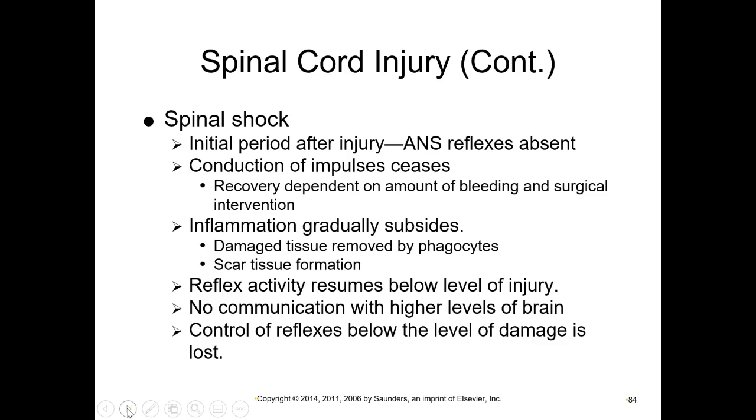Reflex activity will resume below the level of the injury, and there may be no communication with higher levels of the brain. The control of reflexes below the level of the damage is lost. Those are the possibilities.